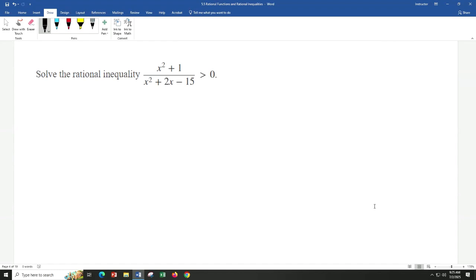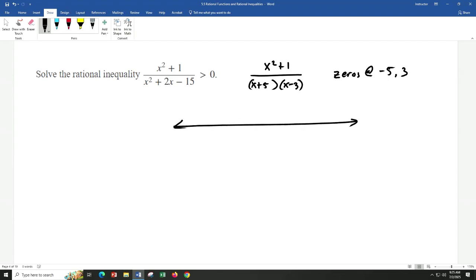Notice we already did this when this one turns into x squared plus 1 all over x plus 5 times x minus 3, which means I have zeros at negative 5 and 3. Okay. So once again, you're going to come in here and draw yourself a little line. And notice I have negative 5 here, and then notice I have 3. Which means I have some domains, don't I?